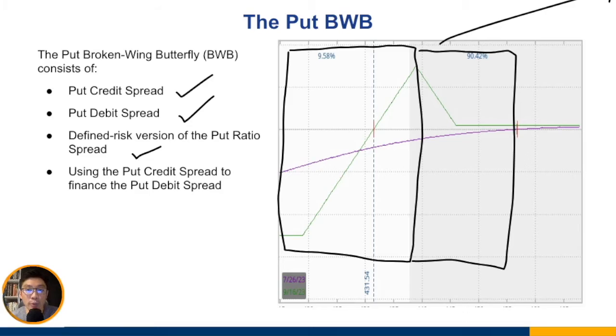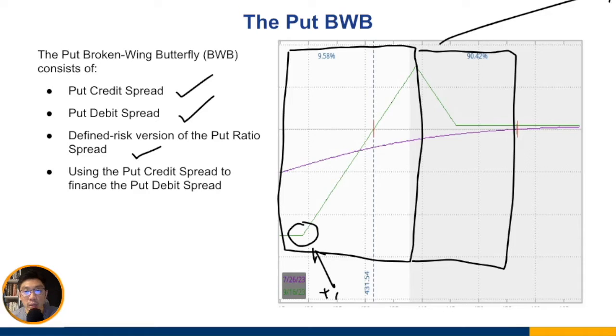Now, I've talked about the put ratio spread quite a bit on my channel, and as you know, it's one of my favorite strategies that I put on. The put ratio spread is the undefined risk version. With the put broken wing butterfly, what you're essentially doing is putting on the put ratio spread down here, and then you're buying this put option down here. You're buying a further out of the money put option so as to define your max risk.